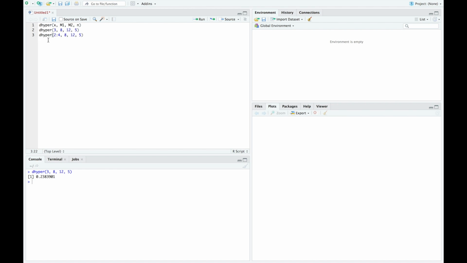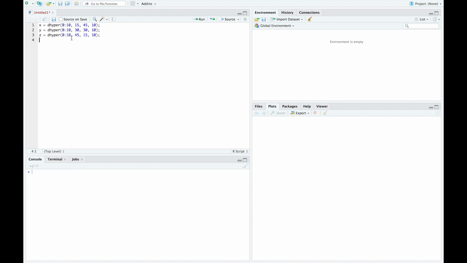I could also look at a range using a colon. So I have dhyper(2:4, 8, 12, 5). So this time out of 5, I'm looking at the chance of getting 2 successes, 3 successes, or 4 successes. And so this will output each of the values for 2, 3, and 4. And then I can sum that exact command, and that would give me 0.6898, and that would be the probability that out of a total of 5, I get between 2 and 4 successes.